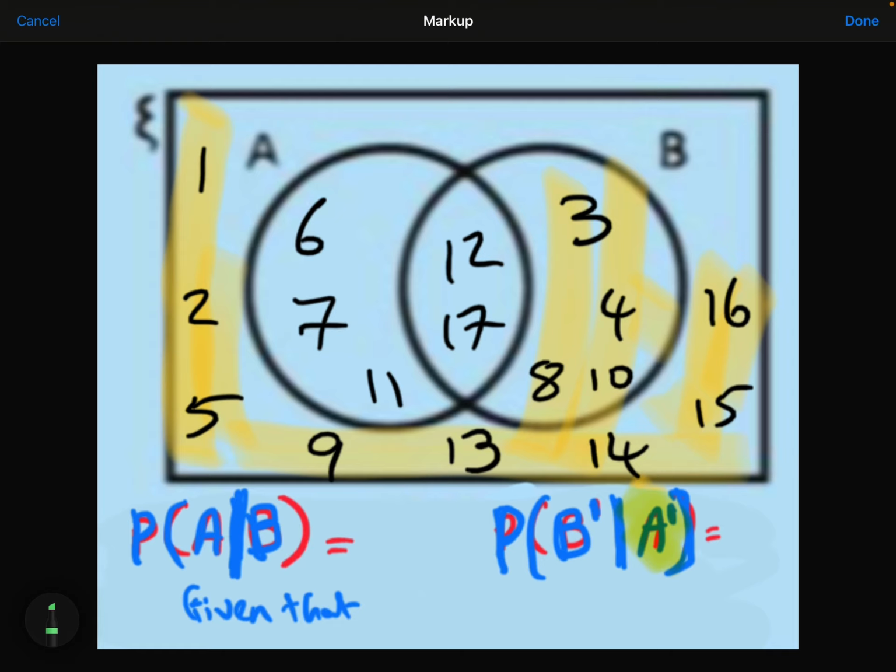So which of those are not in B? So 1, 2, 3, 4, 5, 6, 7, 8. So there is an 8 chance out of 12, because there are 12 numbers in yellow there that I've just highlighted. There is an 8 in 12 chance that if the number is not in A, it is also not in B.